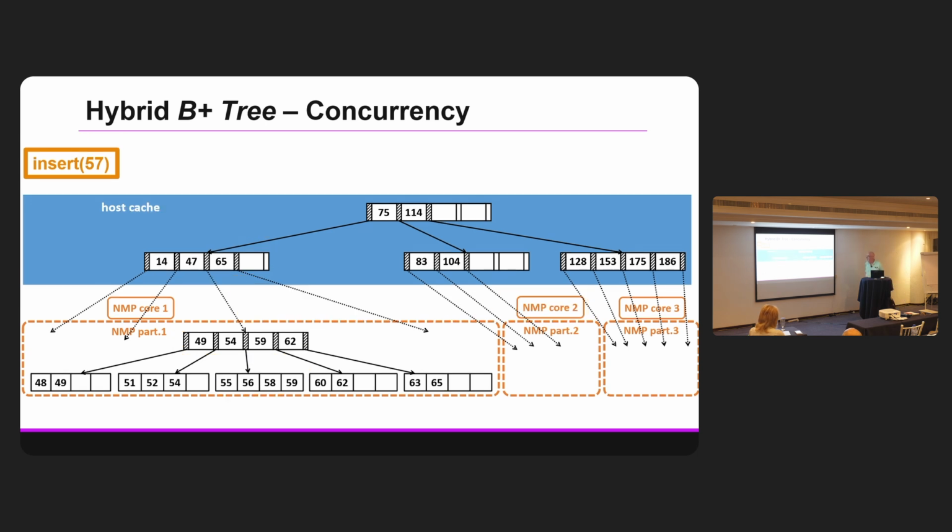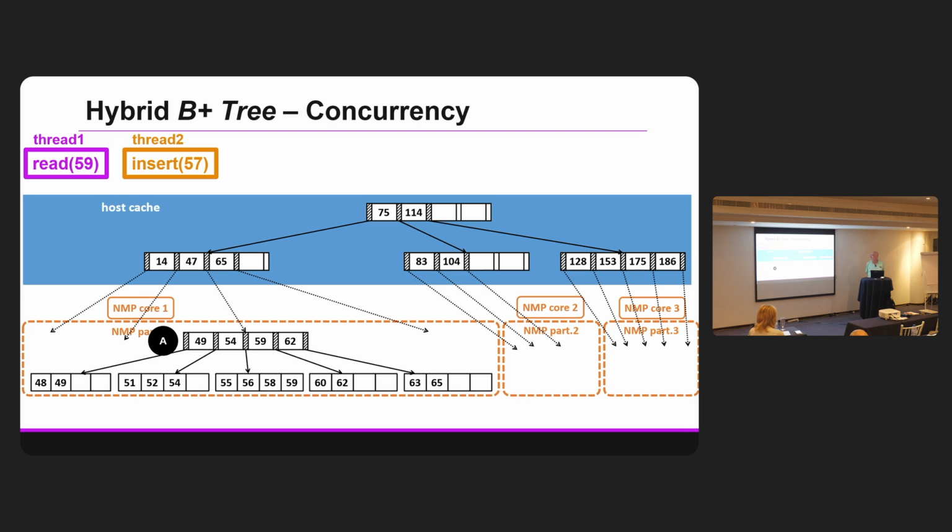Now, why is this a problem? Here we have someone who wants to insert 57. In order to avoid race conditions, we basically need to remember the path that we took. If we do need to do a split, then we have to go up and lock everything up to the root. Why is this necessary?